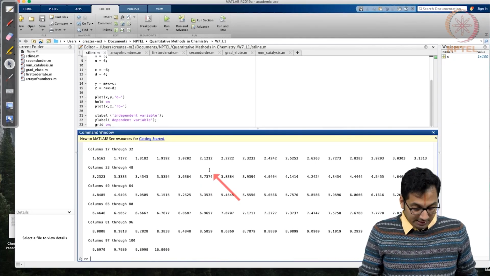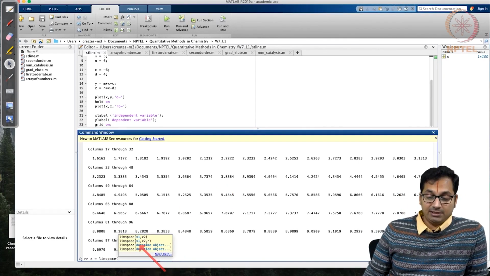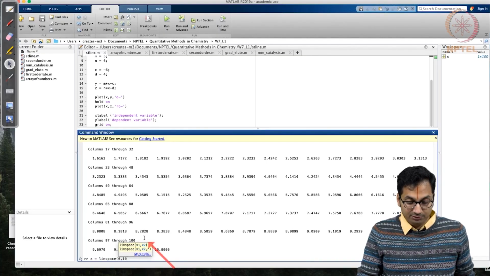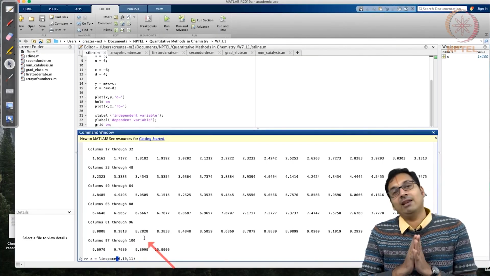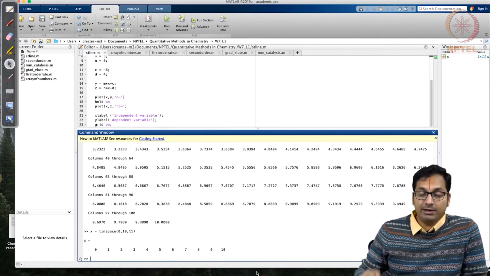So let us try to say x equal to linspace. As you are typing this, once again you have other recommendations that come. You also have a way where you can define the starting value x1, the final value x2, and how many numbers you would like to have, which is n. So in this case we want 0, 10, 11. You want to have 11 numbers between 0 and 10, and if you hit enter, what you get is x between 0 and 10 in 1 integer units.